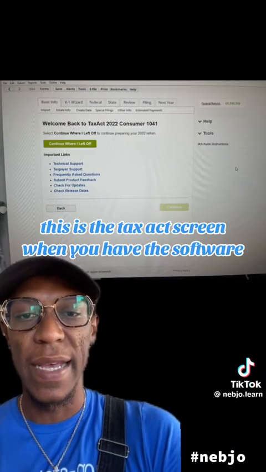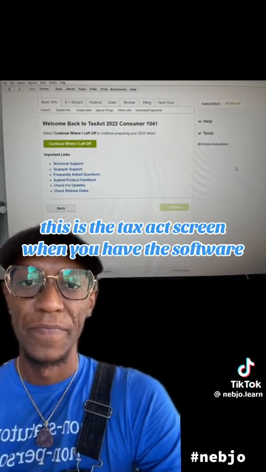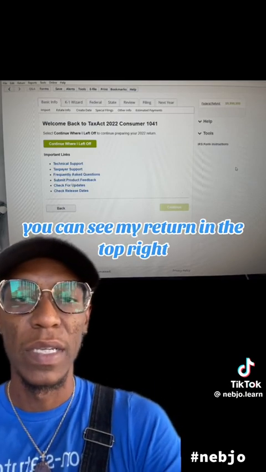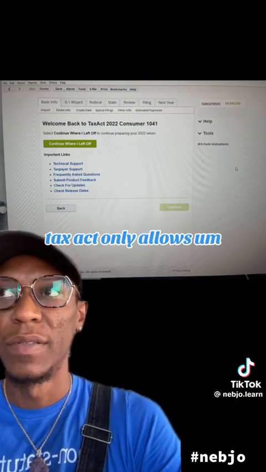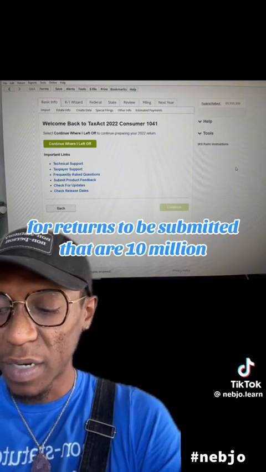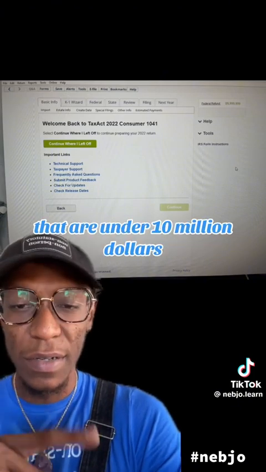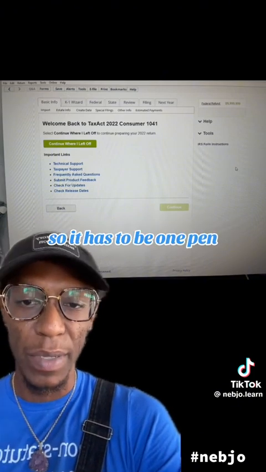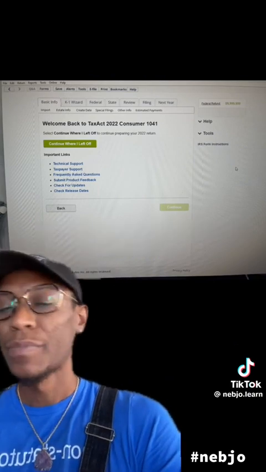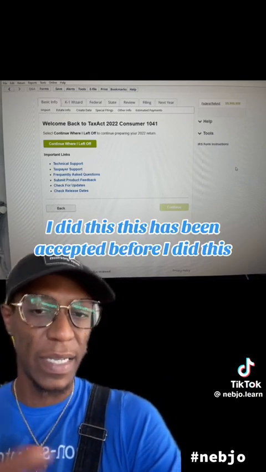This is the Tax Act screen. When you have the software, this is the 1041. You can see my return in the top right. Tax Act only allows for returns to be submitted that are under $10 million, so it has to be one penny. This is 1 penny less than 10 million. I did this. This has been accepted.